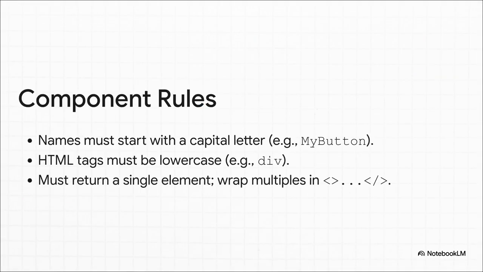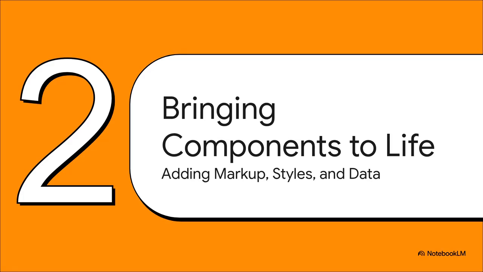Now, there are a couple rules of the road. The most important one? Your component names must start with a capital letter. That is the non-negotiable signal to React that you're using one of your custom components and not just a plain HTML tag like a div. Also, keep in mind a component can only return a single element, so if you've got a bunch of them, just wrap them in these empty angle brackets. Simple as that. So we've built our basic block, but a plain block isn't very exciting, is it?